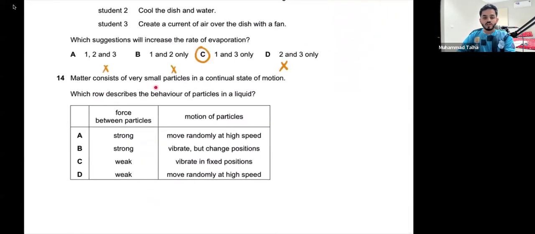14. Matter consists of very small particles in a continual state of motion. Which row describes the behavior of particles in a liquid? So forces between particles are not going to be weak. They are still relatively strong, so it's definitely strong. And motion of particles, they don't just vibrate, they move. All right, so it says vibrate, but change positions. So yeah, that's the idea here. They don't move randomly at high speed. This would make it gases, but they vibrate. And what we say is that the layers of particles can also slide over one another, which basically explains why liquids flow. So the answer in this case is B.